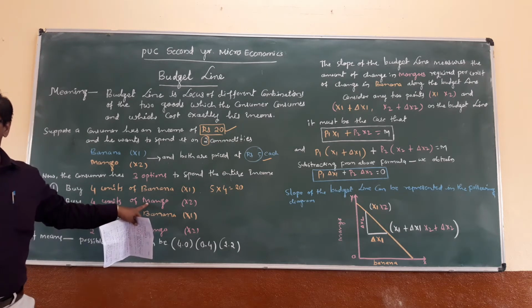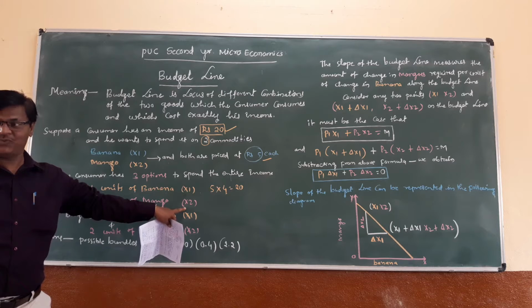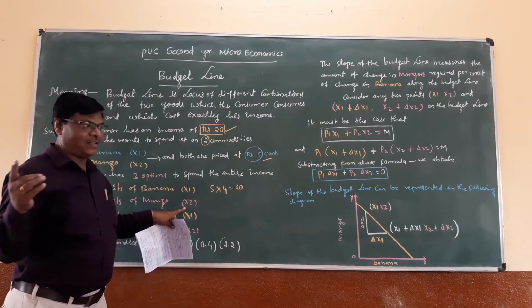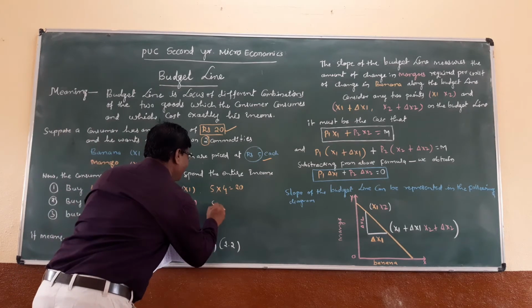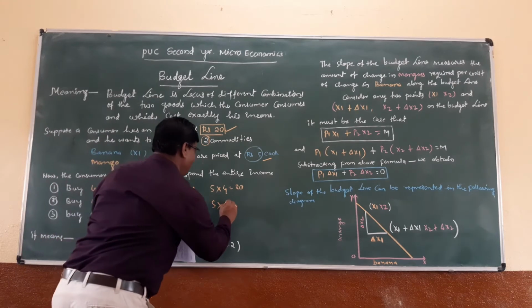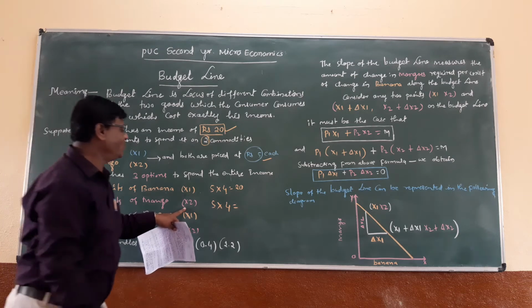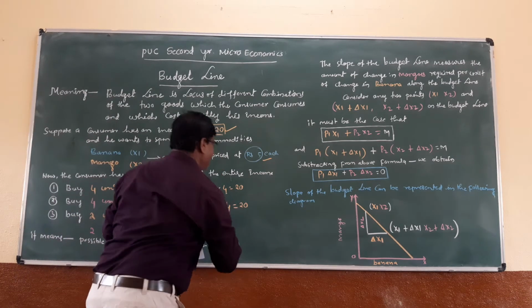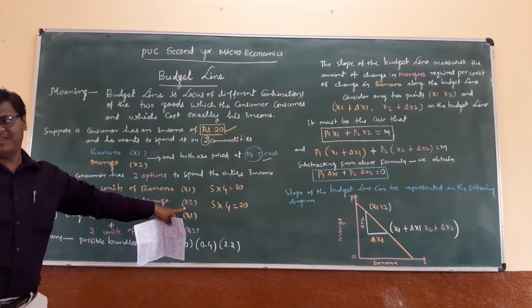that is X2. The price of each mango is 5, and the units of mango is 4. This is also 5 into 4 is equal to 20. He can choose this bundle.